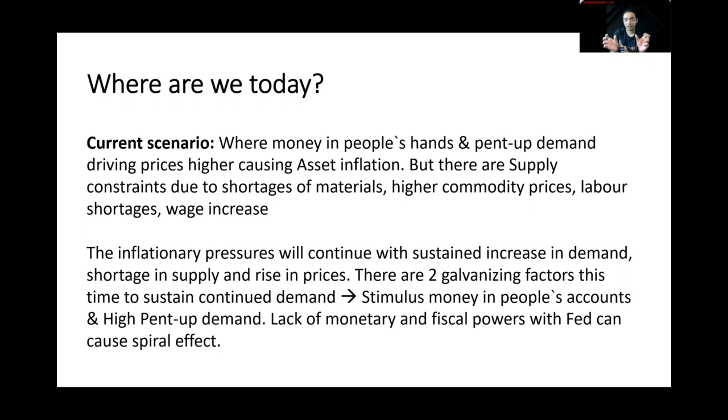These are all transitory. Now, the theory states inflationary, and practically when it happened, it showed that the inflationary pressures will continue sustained with increase in demand, because we can anticipate 2 years of pent up demand ahead. And there is a shortage in supply due to supply chain constraints, many other issues, lack of availability of materials, huge demand in the digital shift. And there are multiple galvanizing factors which are driving towards stagflation.